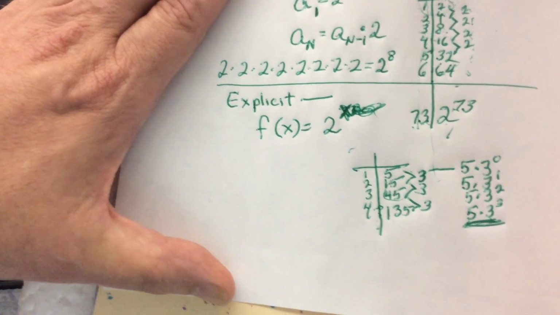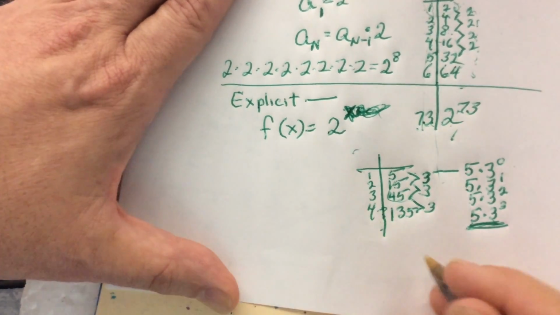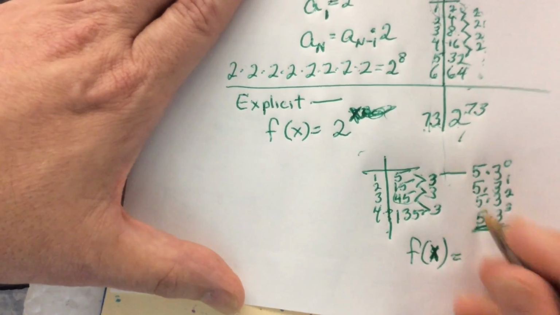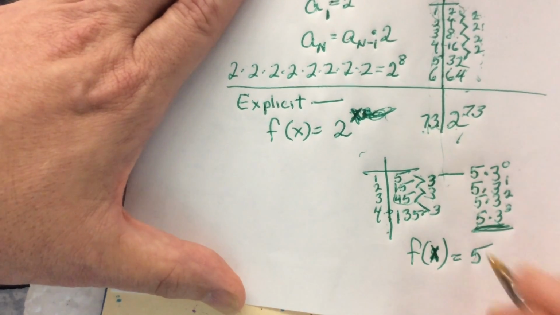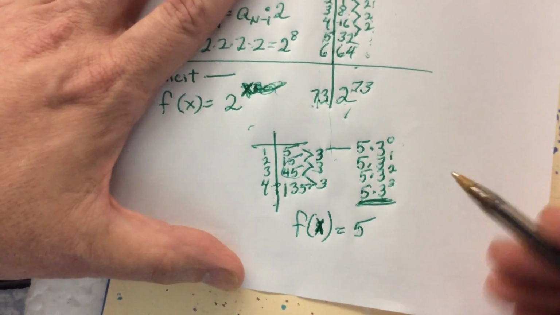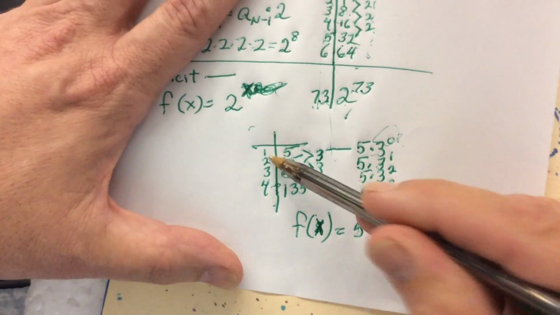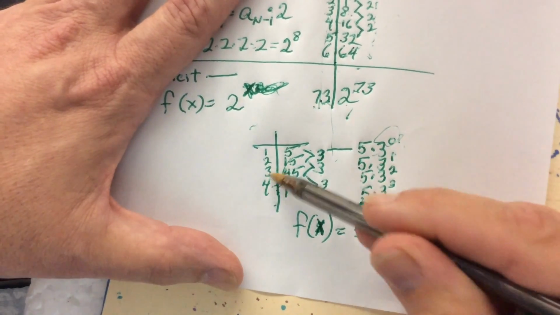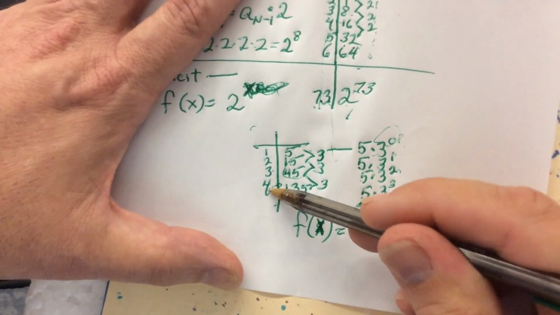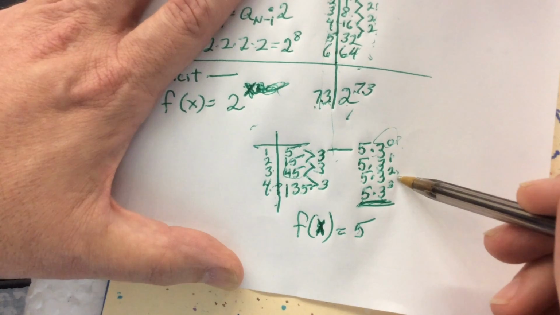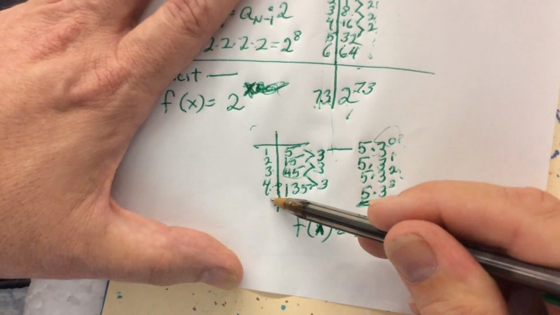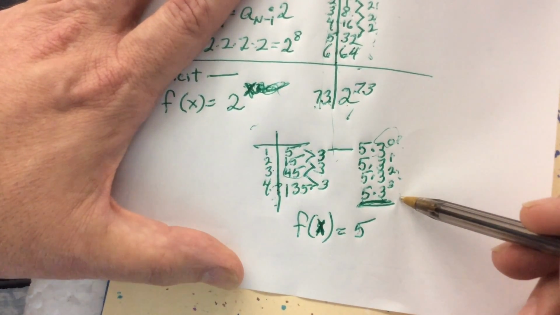Now, what is the pattern here? The pattern for this one is I started with 5. We multiplied it by 3 over and over and over again, but not the first time. First time we didn't multiply it by 3. The second time we multiplied it once. The third time we multiplied it twice. The fourth time we multiplied it 3 times. If I were going to do the 73rd one, I'd multiply it 72 times.